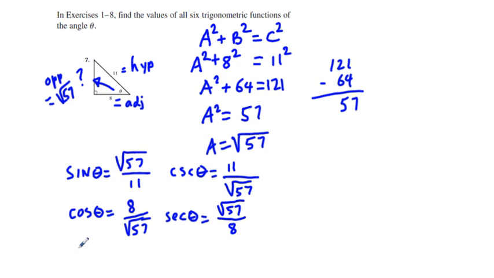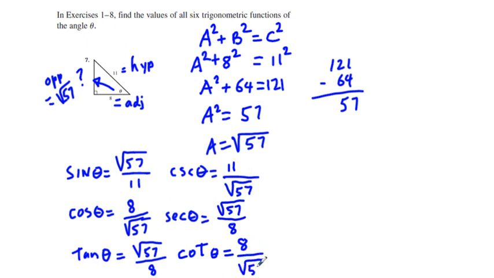And then we have tangent theta, which is our opposite over our adjacent, and our opposite we discovered to be square root of 57, and our adjacent is 8. And cotangent theta is the reciprocal of tangent, so cotangent theta is going to be 8 over square root of 57. So we can box in these answers as correct.